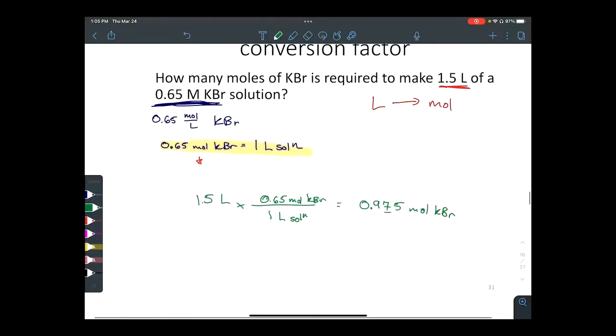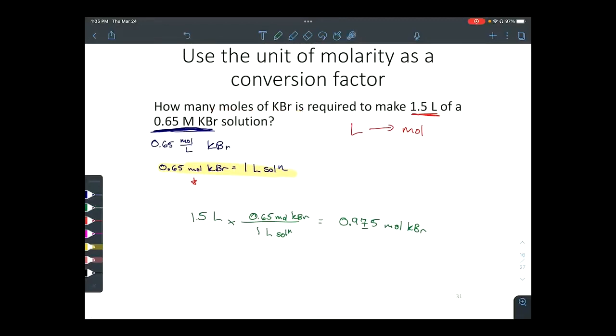All right, but let's pretend this question didn't say how many moles of KBr is required. What if it said how many grams of KBr is required? What would we have to do?